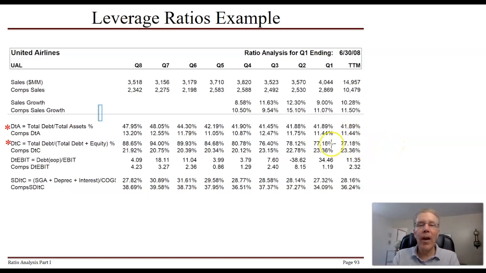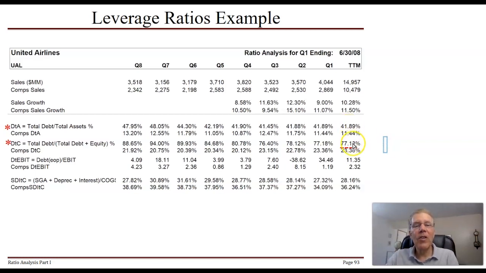All right, so I'm going to go with debt to capital here, and I want to compare 77.18 for UAL to 23.36 for Love. So remember, this is debt divided by total debt plus equity. So bigger means higher financial leverage. It means more debt relative to equity.